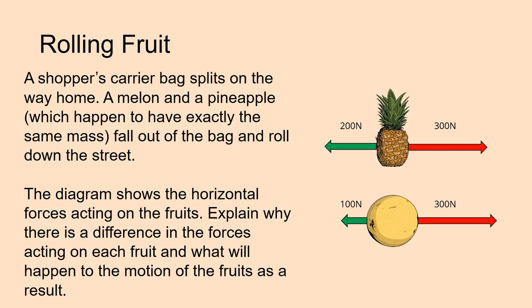Think about this scenario. A shopper's carrier bag splits on the way home. A melon and a pineapple, which happen to have exactly the same mass, fall out of the bag and roll down the street. The diagram shows the horizontal forces acting on the fruits. In your books, explain why there is a difference in the forces acting on each fruit and what will happen to the motion of the fruits as a result.